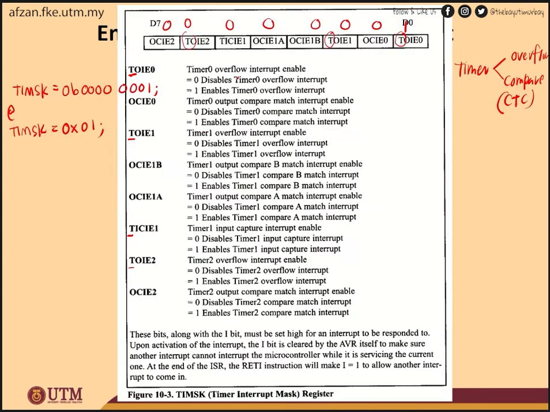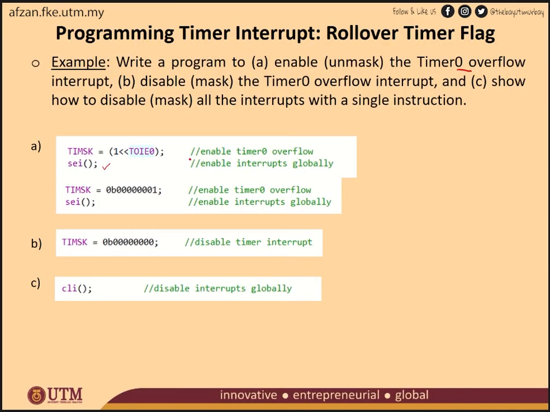According to this TIMSK, the location of the timer 0 overflow interrupt is at bit 0. So that's why we put 0b00000001. Or you can also write TIMSK using hexadecimal instead of binary. Okay, part B: you are going to disable, mask, the timer 0 overflow interrupt.